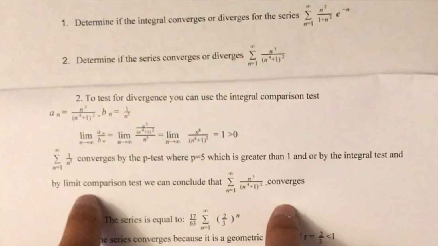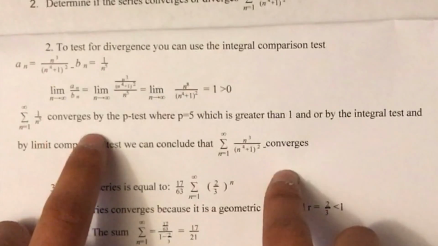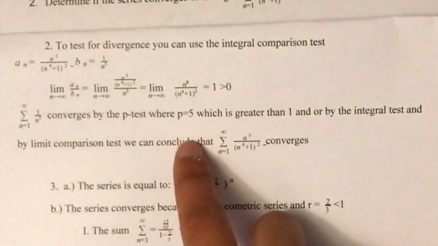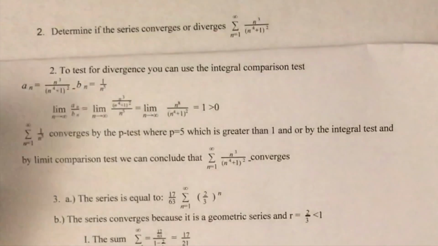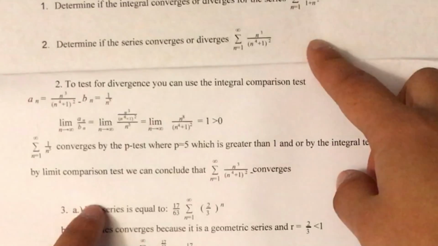So you know that 1 over n to the fifth converges by the p-test, where p is equal to 5, which is greater than 1. This can also be proved using the integral test. By the limit comparison test, we can conclude that the original series also converges.